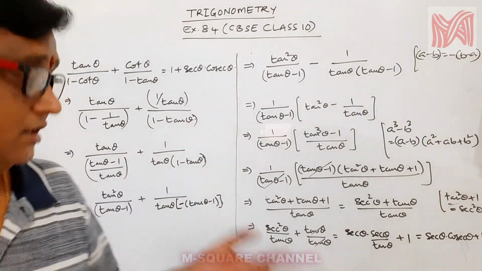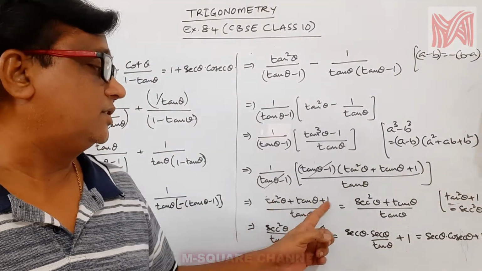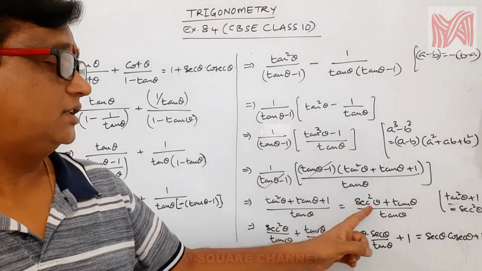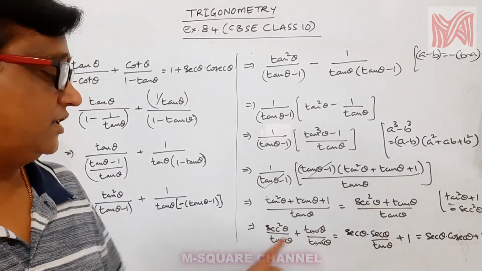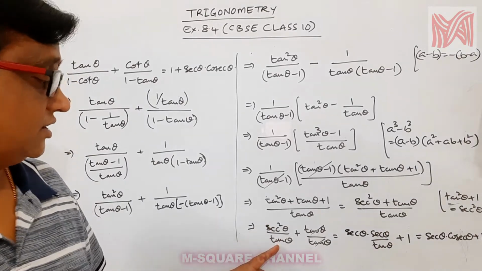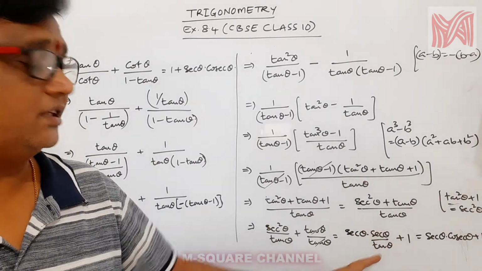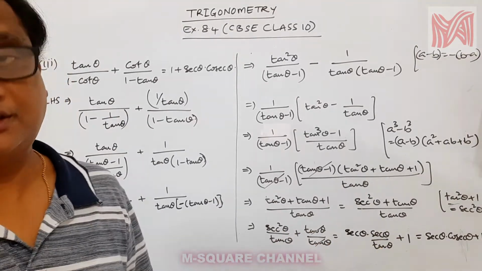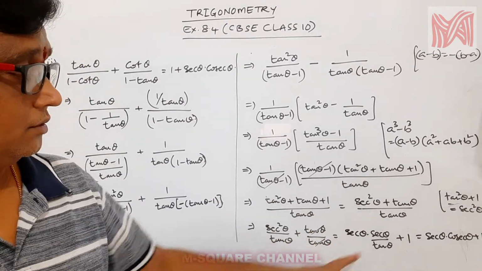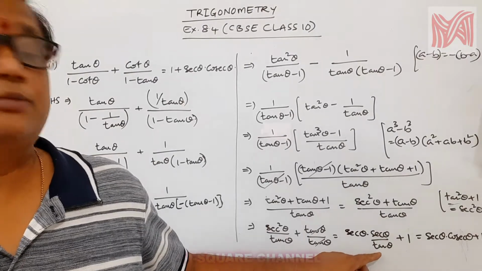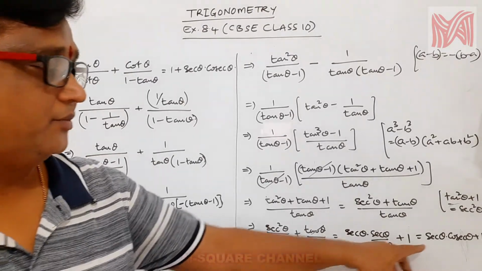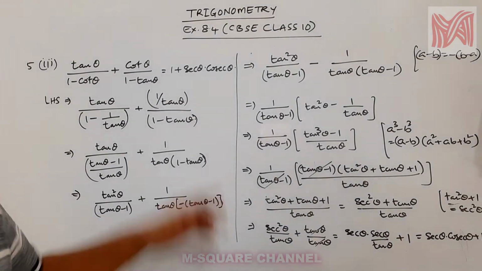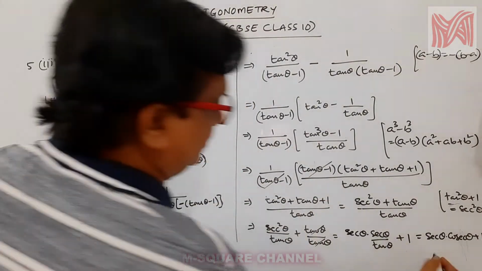That is the main point. That's why tan square theta plus 1 means secant square theta. So we want the direct answer. So secant square plus tan by tan, you split the fraction, secant square by tan means secant into secant by tan. Otherwise you can write secant theta by tan theta into secant theta plus 1. So secant theta by tan theta, you practice that ratio changing. So cosecant theta. So secant theta into cosecant theta plus 1, that is the RHS.